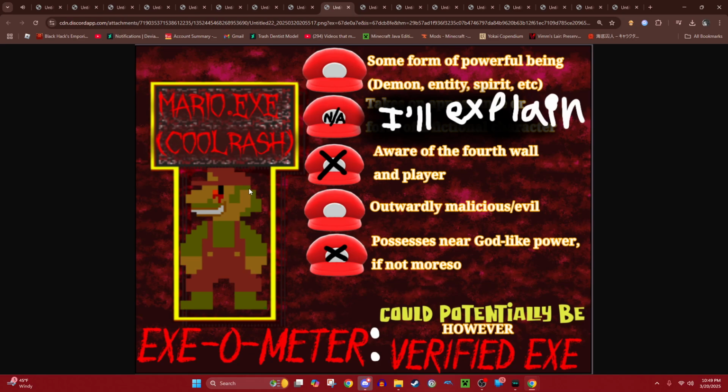However, I believe that despite the fact Mario.exe jump scares the player, well, not jump scares the player. When the jump scare happens, he is facing the fourth wall. I like to think that that is actually just him facing Luigi, and we're seeing it from Luigi's perspective. So that is why I consider that a no. I don't think that Mario.exe is aware of the fourth wall.